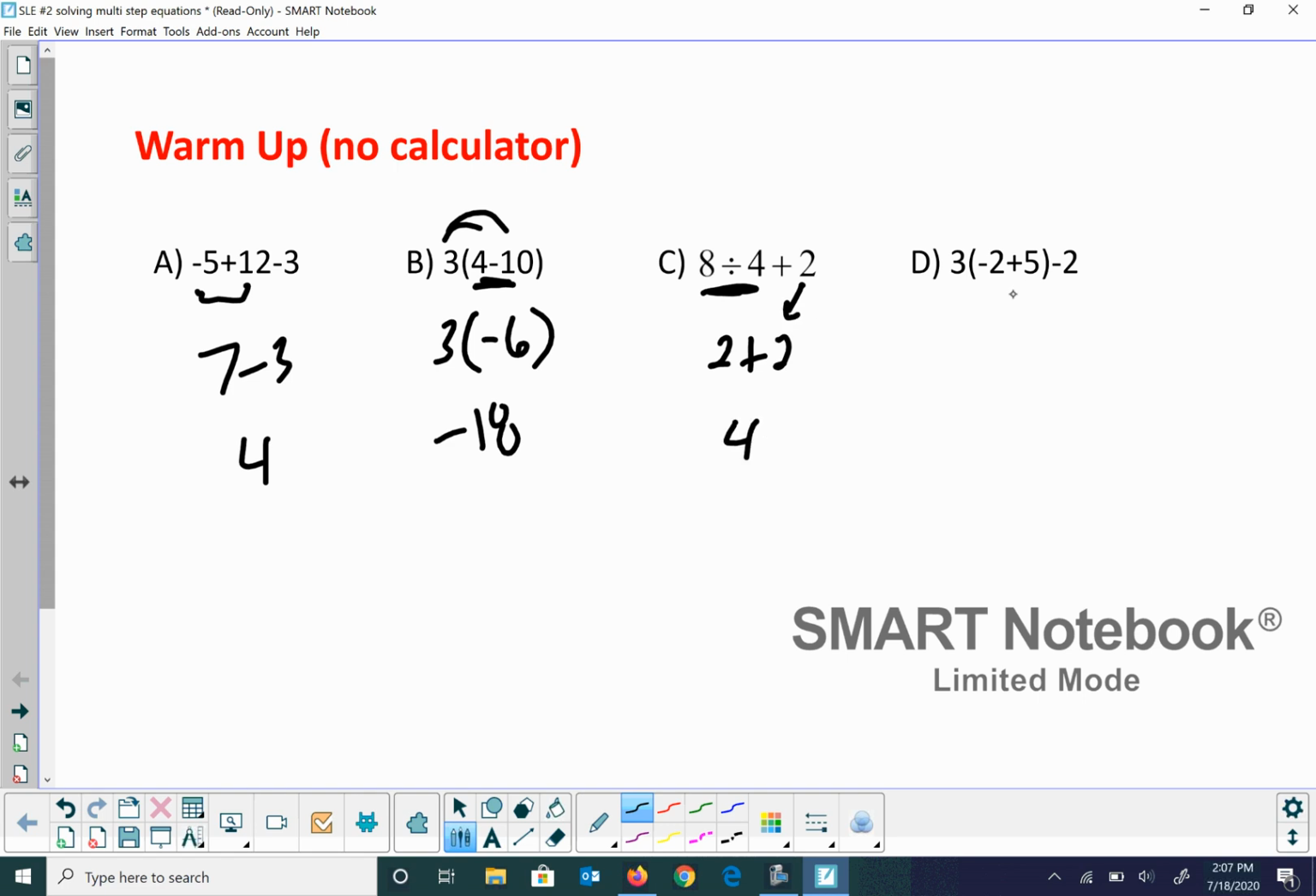And then let's see this next one. Again, we'll take care of the inside the parentheses first. Something costs $2, you have $5, so you have $3 in your pocket, minus 2. And then remember 3 and 3, when they're together like that with the parentheses, that means we're going to multiply. So I get 9 minus 2, and that's going to give me 7. Okay, hope that's going okay so far for you.